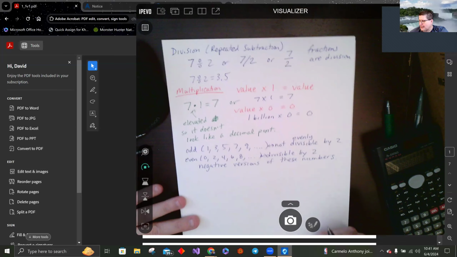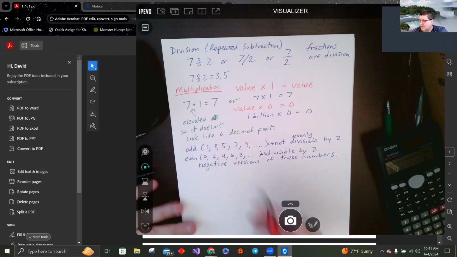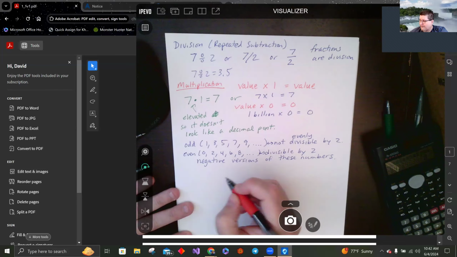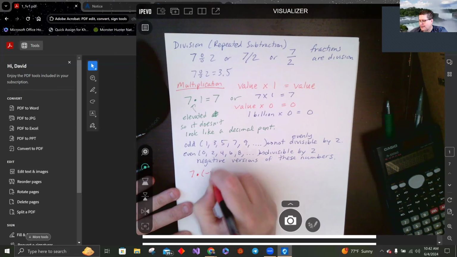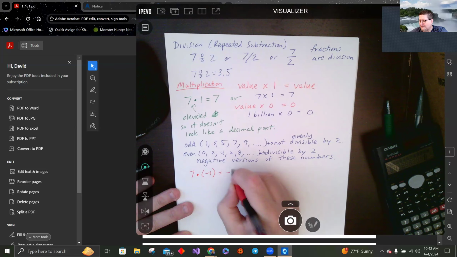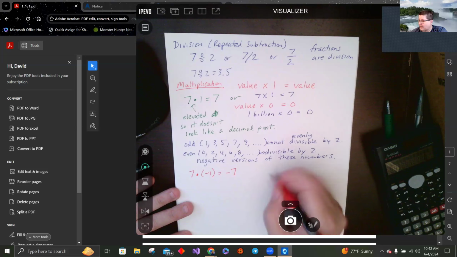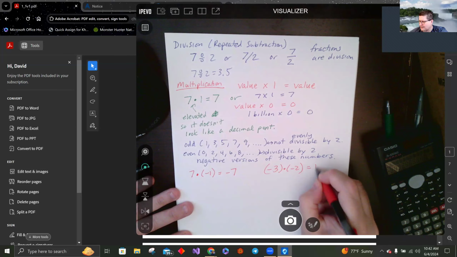When we're multiplying, two positives make a positive, we saw up above. If I multiply 7 times -1, I get -7. And if I multiply -3 times -2, I get +6.